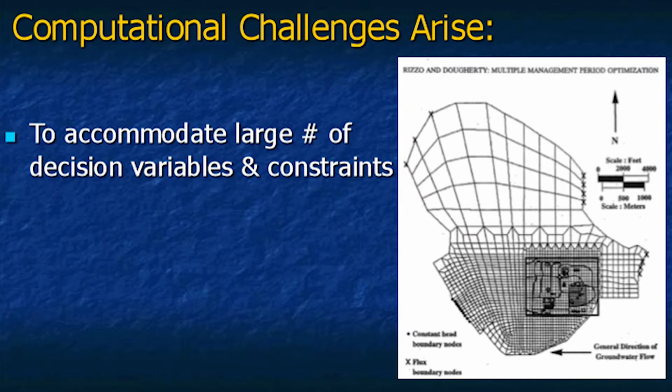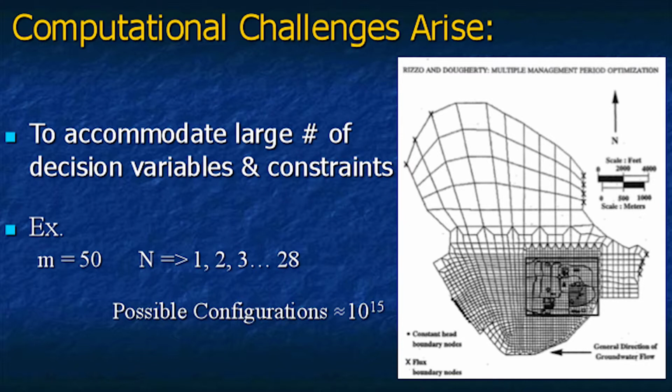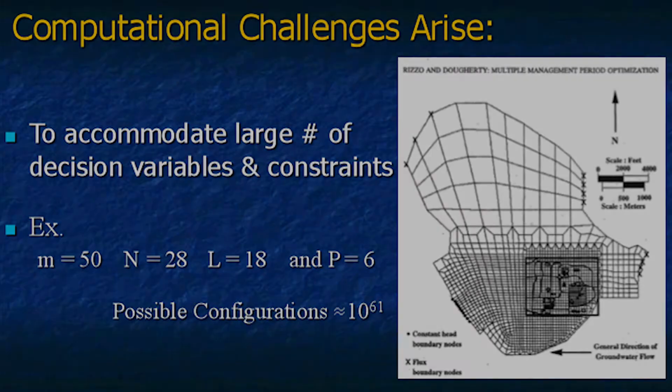All right. That unfortunately leads to a lot of computational problems. One of which being, every single one of those crosshairs on that grid could be a potential well location. If you just took 50 of them that are really good locations and looked at all possible combinations of 28, you'd have to exhaustively search 10 to the 14 different solutions to find the optimal answer. If you take those same 50 locations and you allow every combination of 1, 2, 3, all the way up to 28, you end up with 10 to the 15. If you then add the management periods that I did, you end up with 10 to the 61. That's more than the number of atoms in the universe. So you need tools to help you find these kinds of solutions.